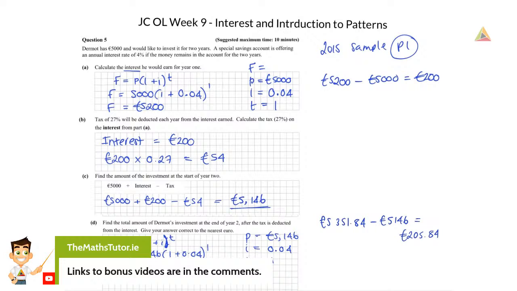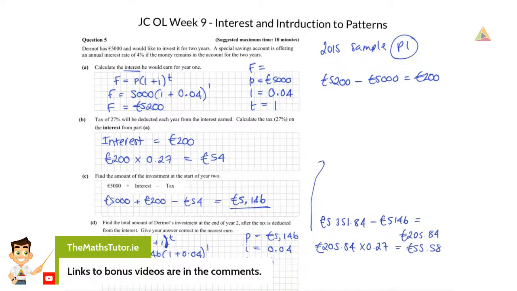Now don't forget that that interest is taxed at 27%. So you need to get 27% of the interest. So it's going to be 205.84 by 0.27 to get the tax on that interest. So it's 205.84 multiplied by 0.27. And you get 55 euro and 58 cents.